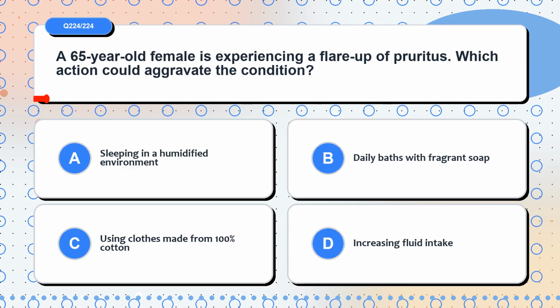Question 224. A 65-year-old female is experiencing a flare-up of pruritus. Which action could aggravate the condition? Here are the options. Option A, sleeping in a humidified environment. Option B, daily baths with fragrant soap. Option C, using clothes made from 100% cotton. Option D, increasing fluid intake.